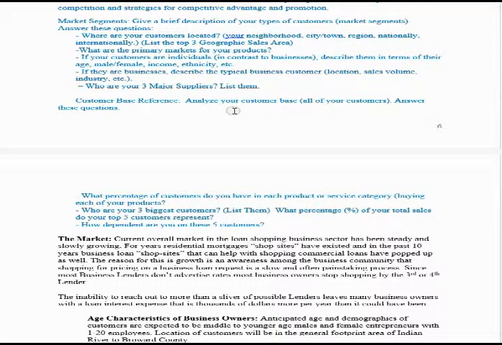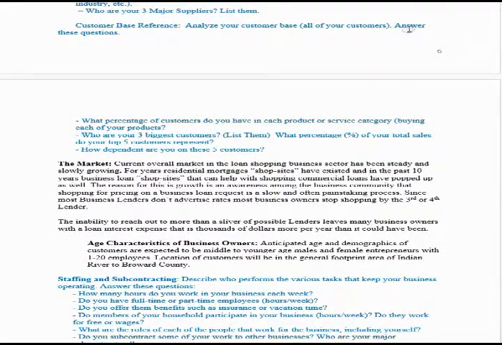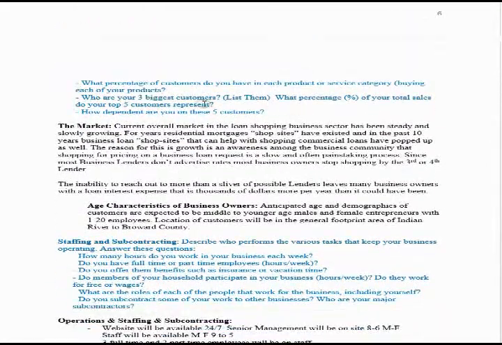Your customer base reference. Analyze your customer base, all your customers, or your perceived customers, and answer these questions. What percent of your customers do you have in each product or service category? Who are your three biggest customers? List them. What percentage of your total sales do your top 5 customers represent? How dependent are you on these 5 customers? And as you can see, if you can list all this data in your business plan, if you're the commercial lender, if you're the underwriter looking at this, this is all great stuff to see. It really reflects well on you.